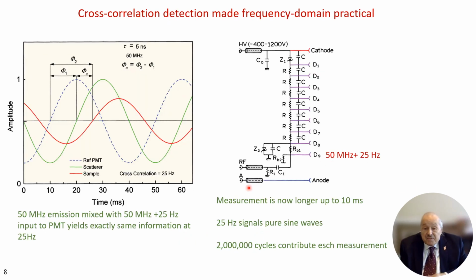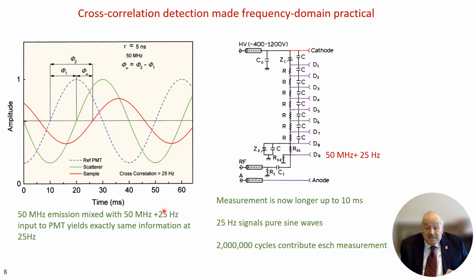And the thing that made it really very simple was cross-correlation detection. This was developed by, I'll say, the Marconi people, by the radio technology in the 1950s. They figured out how to mix a high frequency signal with a high frequency signal that is just slightly different in frequency. And the result gives you a low frequency signal that is easy to measure.